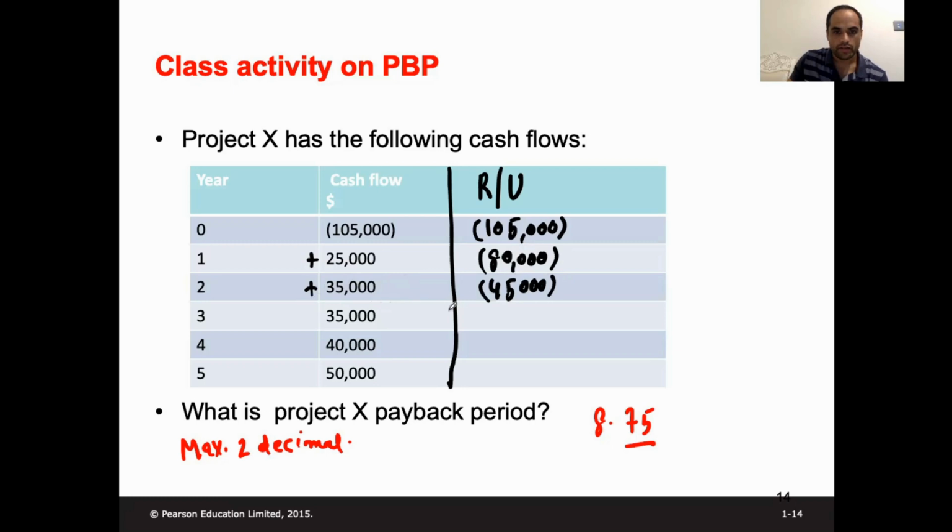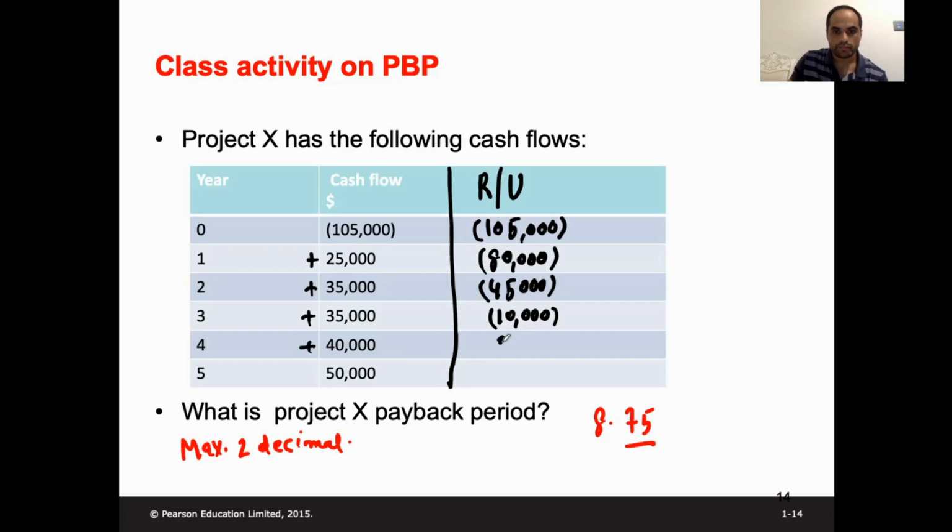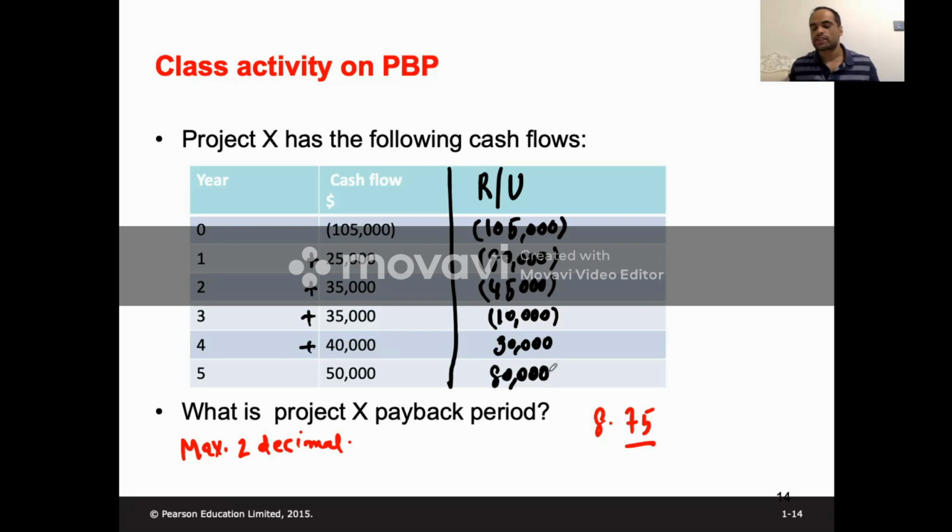45 again unrecoverable. And 35, so 10,000 is unrecoverable. And here is 30,000, right? And 80,000. 3.25. I think so, it's 3.25, but let's check.